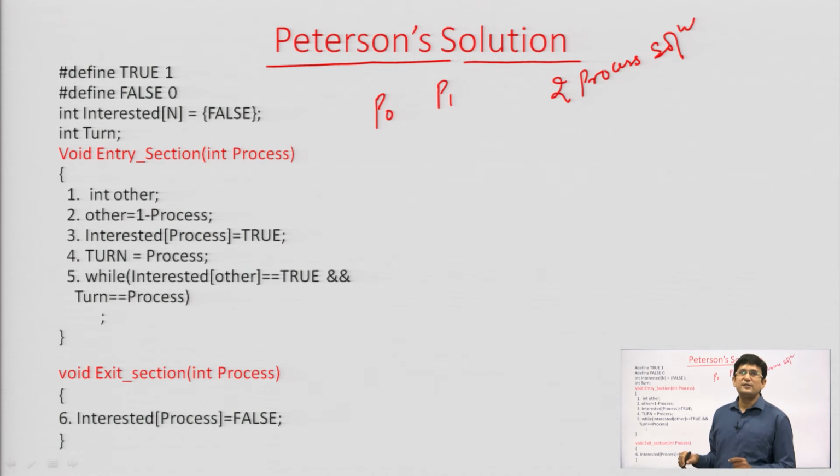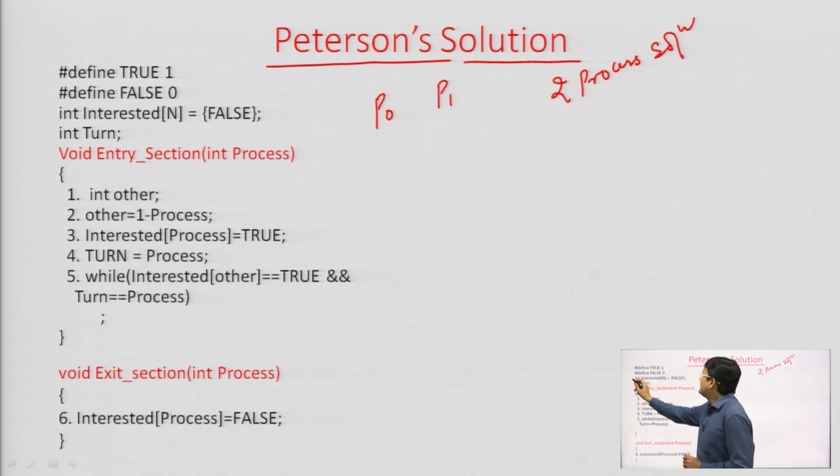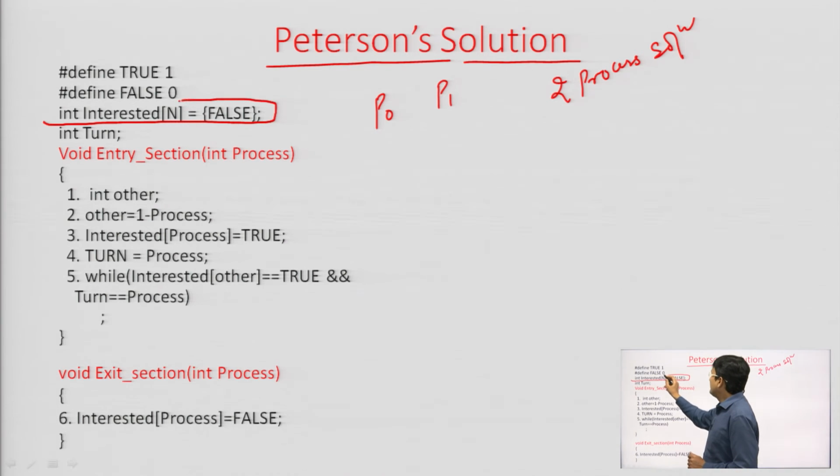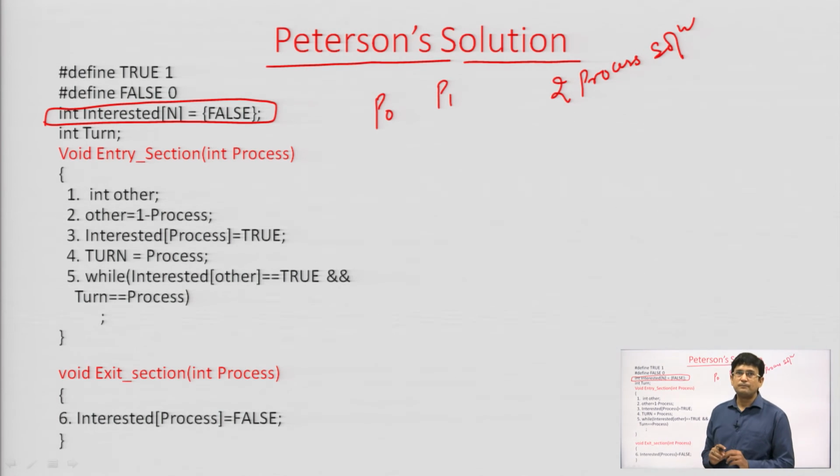For understanding this code, let us say there is an interested array for n processes, here it is 2, and it is set as false for both processes. Interested being false means both processes are not interested. And there is a turn. If you have declared it globally, its value will be 0. So initially turn is 0, it is the turn for the first process.